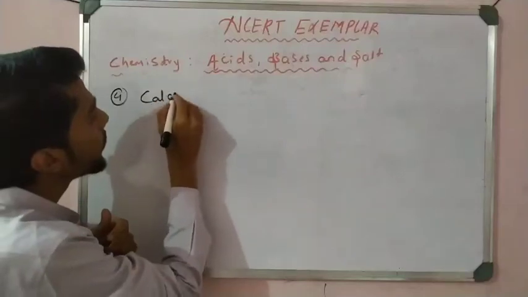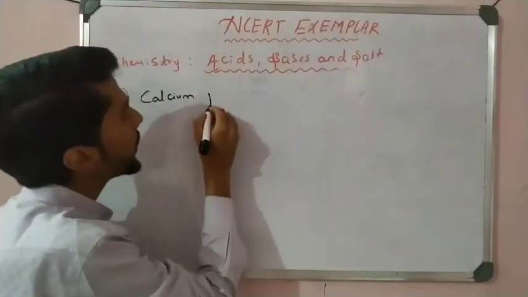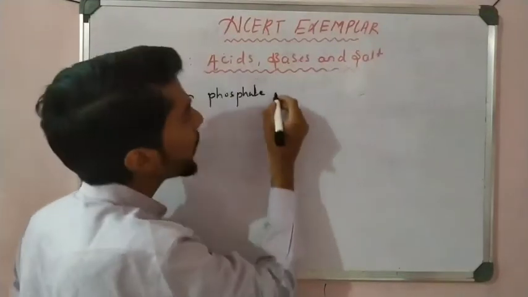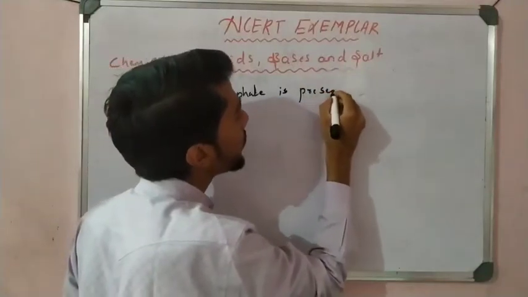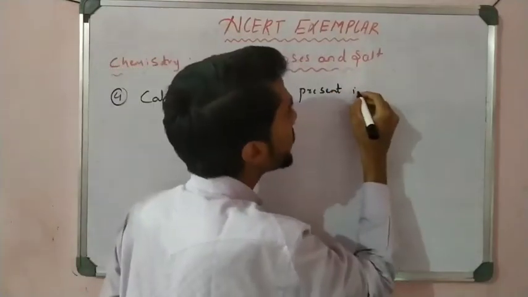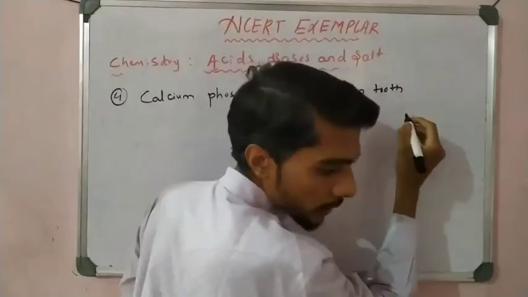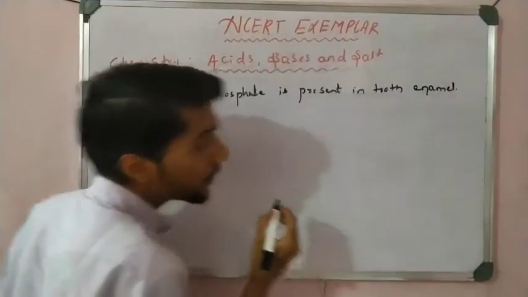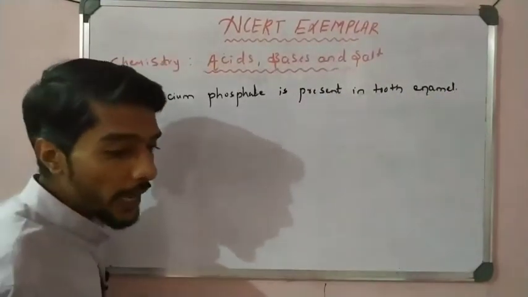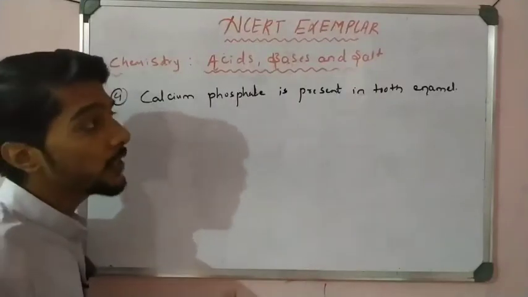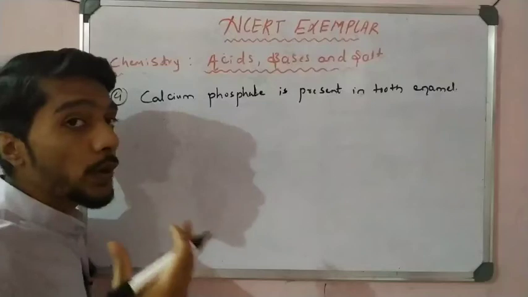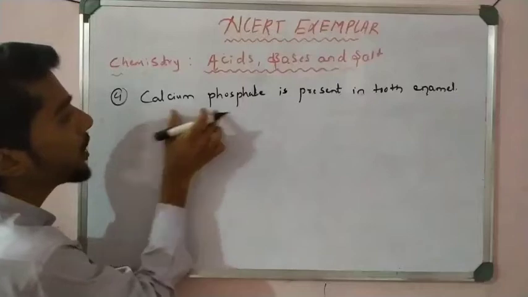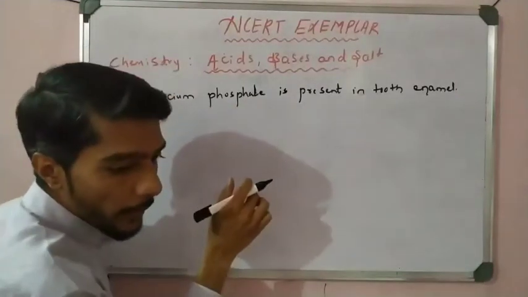Calcium phosphate is present in tooth enamel. Tooth enamel is very hard, but it is corroded by the action of acid. Actually enamel is very strong, but it is corroded when it reacts with acid. That is why we use toothpaste, which is a base. So calcium phosphate is present in tooth enamel.